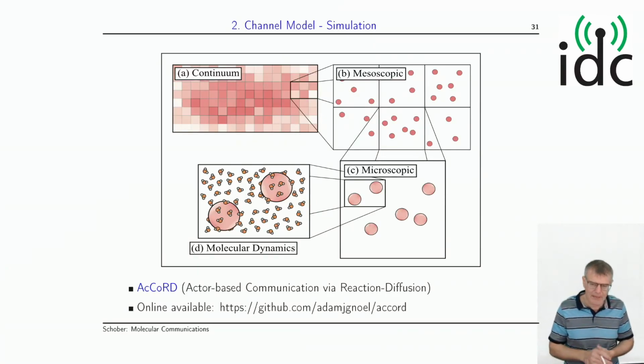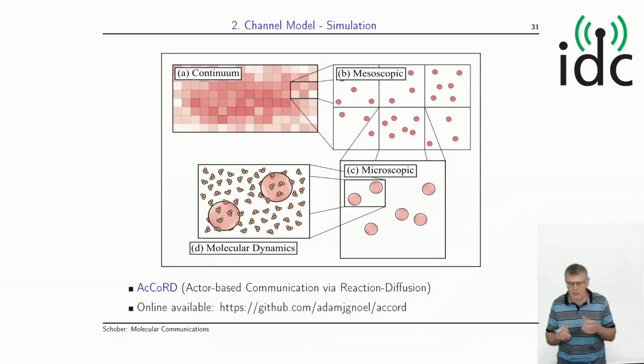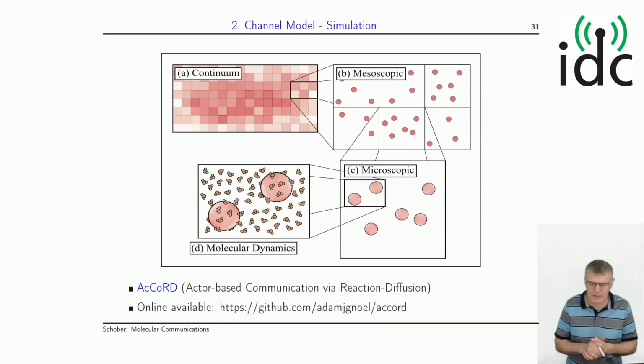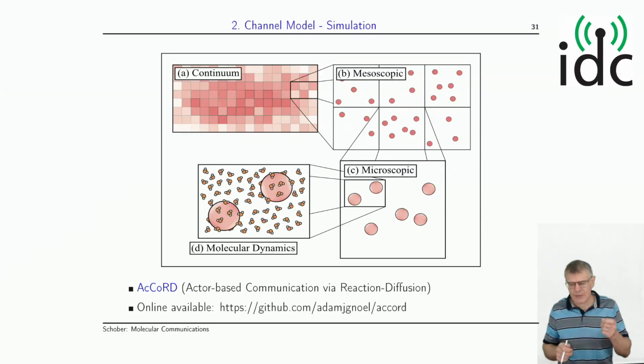These molecular dynamics simulations are mostly used by biologists to model the interaction between, for example, a receptor and a signaling molecule. But just one interaction. So, for example, for our enzyme and signaling molecules, maybe with this we could just model the interaction of one enzyme and one signaling molecule, but the complexity is too high to model an entire communication system.